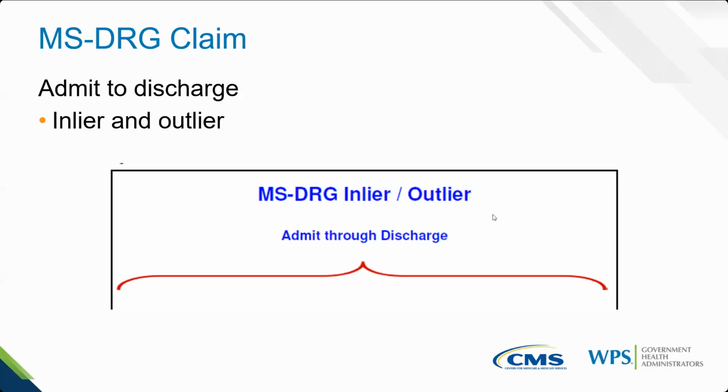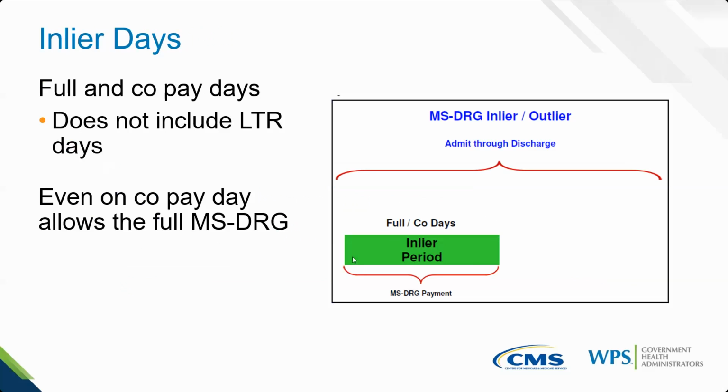Okay? So what will happen is we'll look up and we'll say, okay, this is when they were totally in the facility. We then look for a copay and exhaust days. And you're going to bill that inlier payment, which is your full and copay days. Remember, that's 90 days, could be that additional. So you're going to make sure you get that billed to us. These are your inlier days.